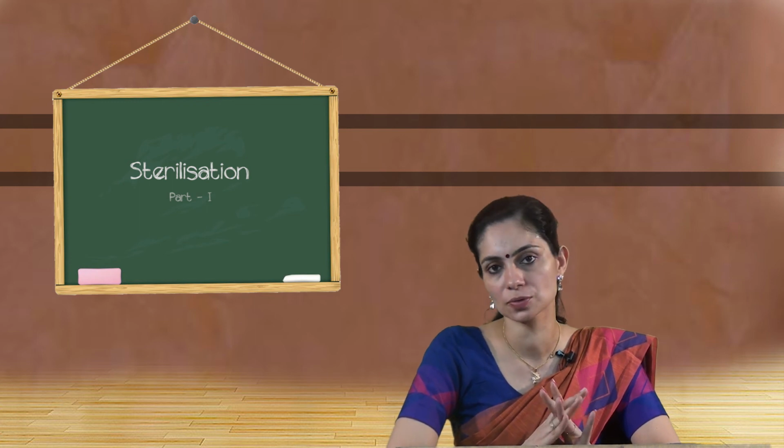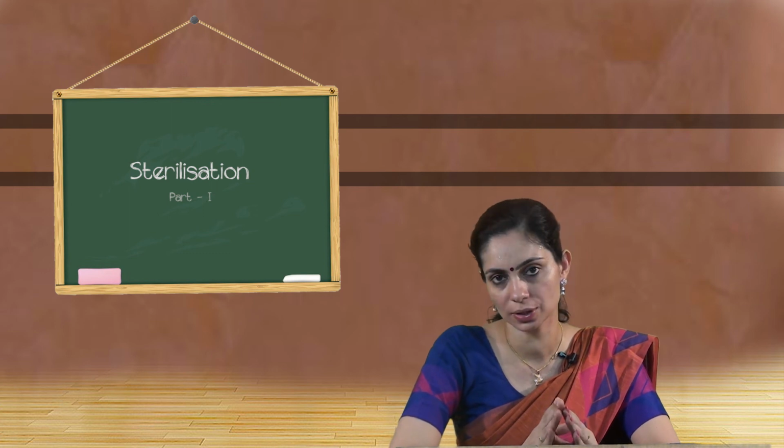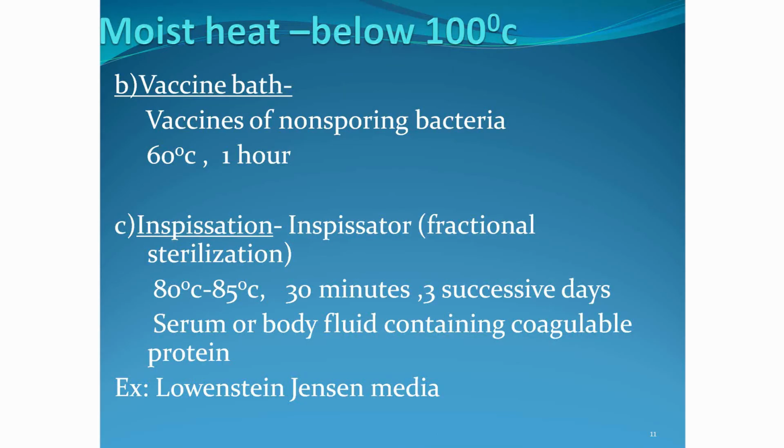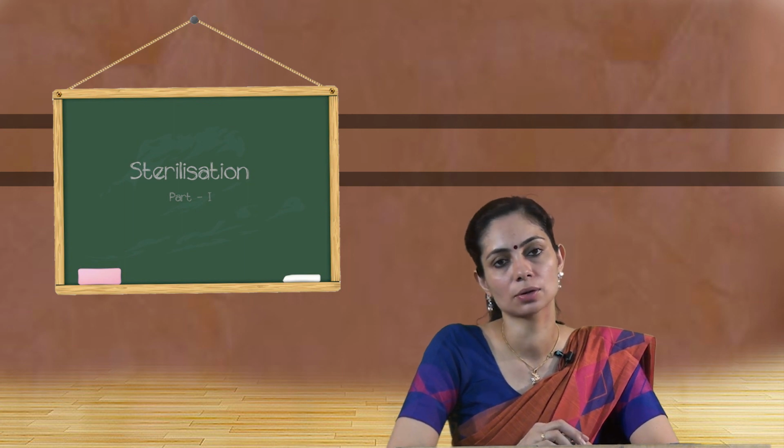Inspissation is a fractional type of sterilization which is done in an inspissator. Here the temperature will be 80 to 85 degrees, but it is done for 3 successive days, 30 minutes each day. So every day for 30 minutes you are exposing the item to a temperature of 80 to 85 degrees. It is mainly done for serum or body fluids containing coagulable protein, which should not be exposed to high temperature. For example, Lowenstein-Jensen media, a culture medium which should not be exposed to high temperature, is sterilized by the inspissation technique. The remaining moist heat methods of sterilization and other methods of sterilization will be continued in the next part.